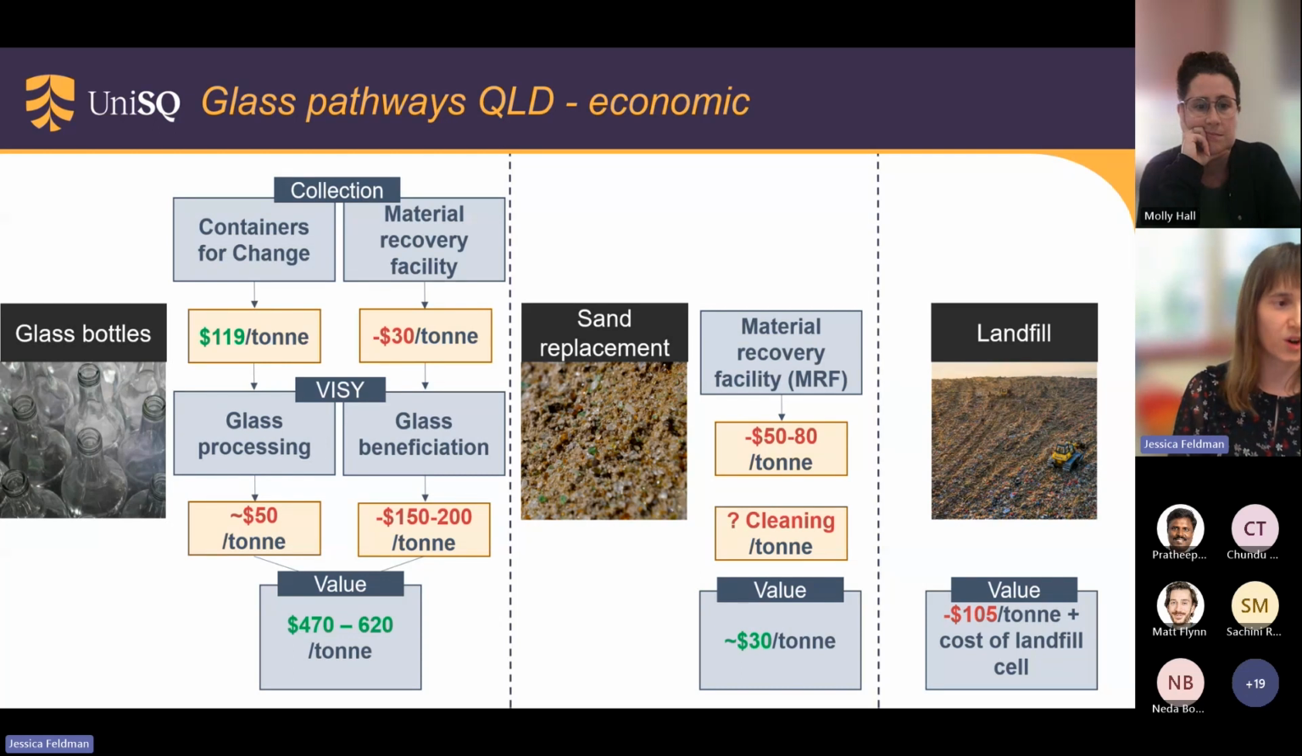And the value of the glass cullet at the end, when it's sold to a glass bottle manufacturer, is between $470 to $620 per tonne. Whereas for sand replacement, the MRFs have to pay more money to send it on to someone who will use it. So it's about $50 to $80 they'll pay, which is still less than the landfill levy. And some of these MRFs do the cleaning and crushing themselves, and this is still reported as a negative figure. And the value of this glass sand is about $30 per tonne. So a big difference there.